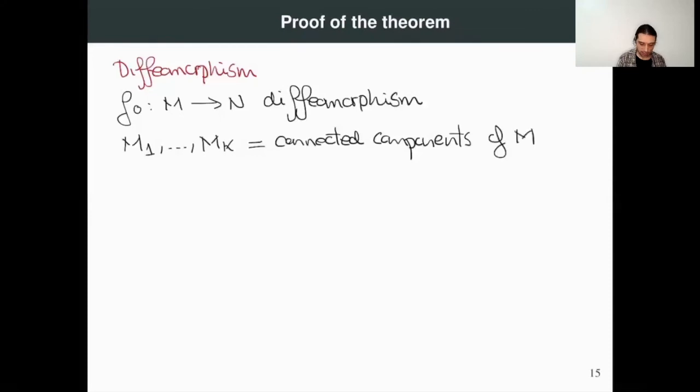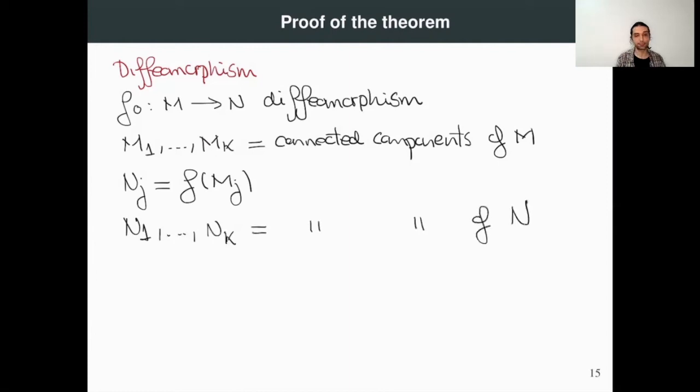Of course, now we can define Nj as the image of Mj, and that's going to be a connected component of N, because F0 is a diffeomorphism. So we get in this way N1, N2, till Nk, which are the connected components of the manifold N.